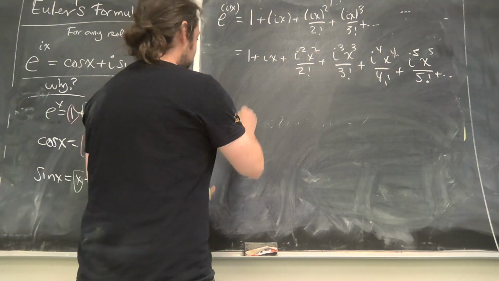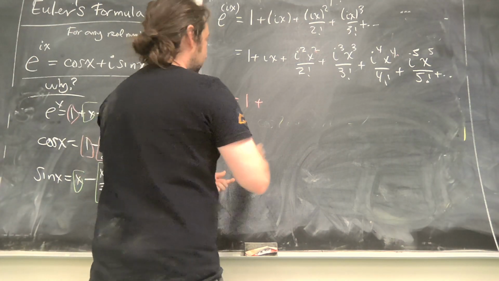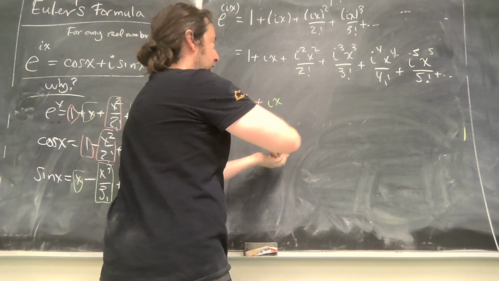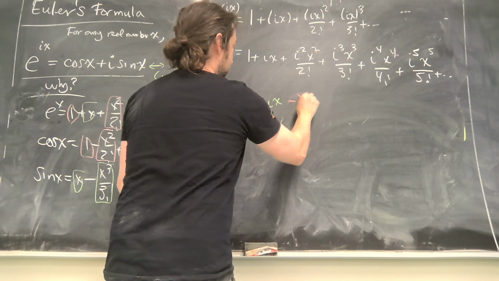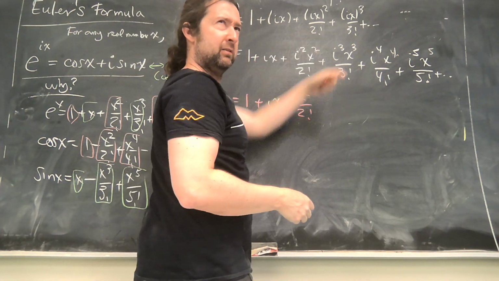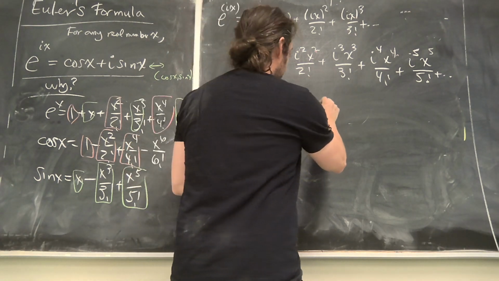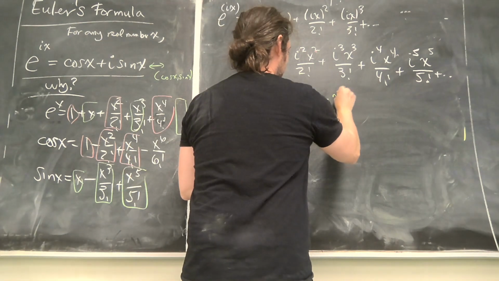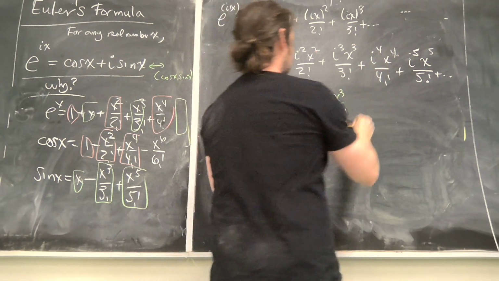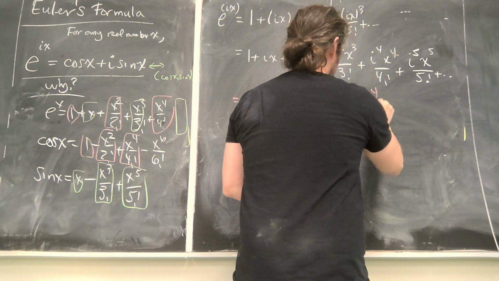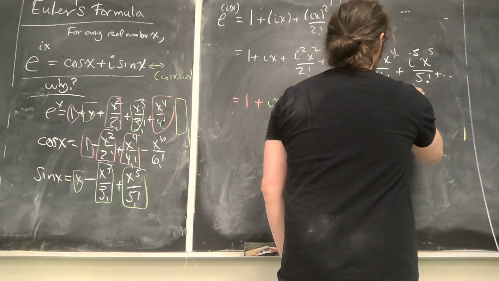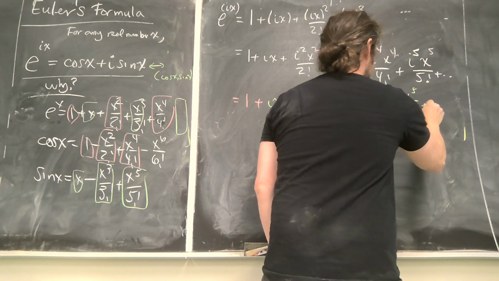I'm going to write down that this is 1 plus an ix. Now i squared is negative 1, so we're going to get a minus x squared over 2 factorial. i to the third was negative i, so minus i times x to the third over 3 factorial. i to the fourth was 1, so we get x to the fourth over 4 factorial. i to the fifth is i, so we get an i times x to the fifth over 5 factorial.